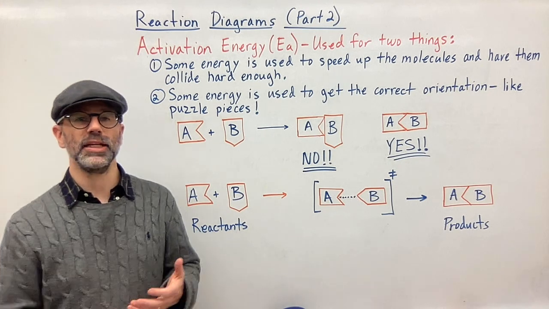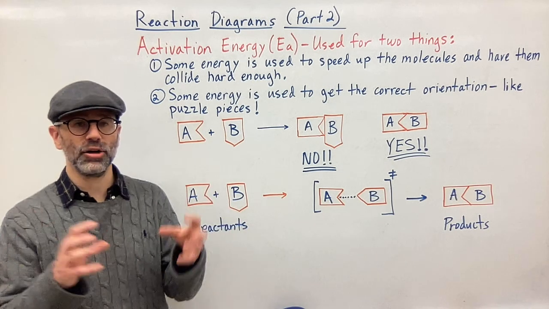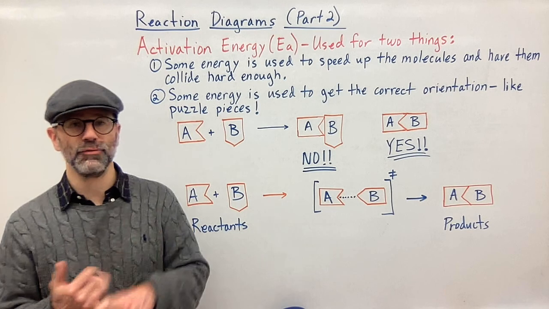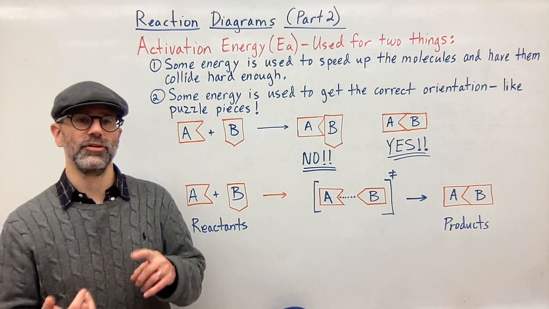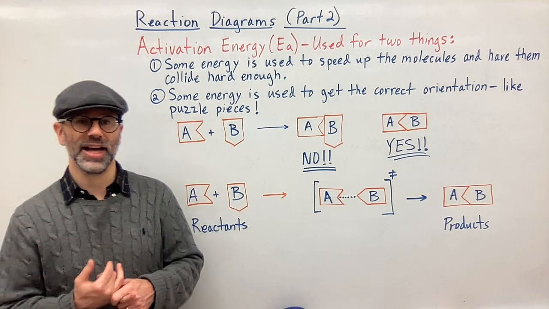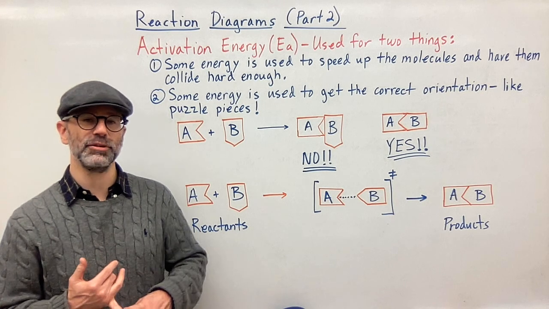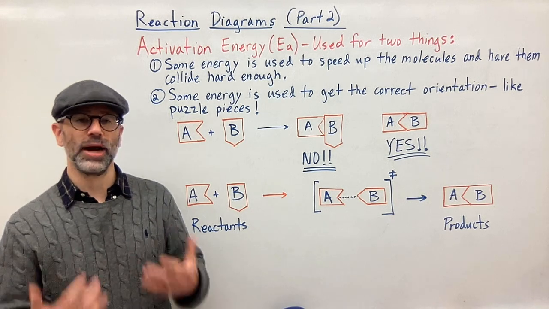And not only do they need to come together, but they need to come together hard enough, right? They need to collide hard enough in order to break bonds and form new bonds. So that's the first thing. The second thing is that not only do they have to collide hard enough, but they have to collide in the right orientation. They have to be positioned in the right way.